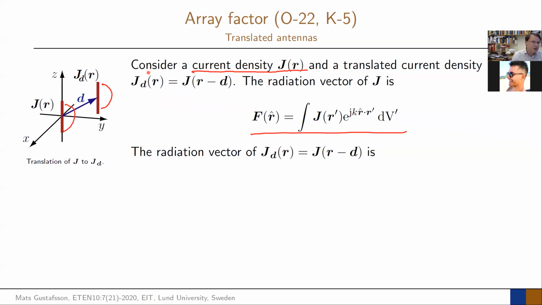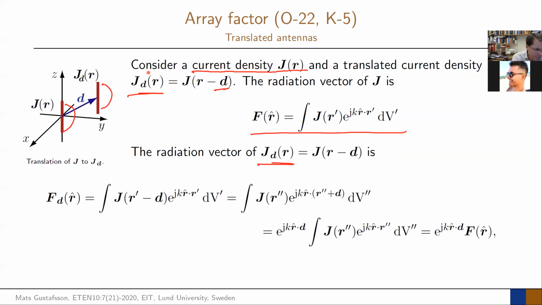Now what I'm saying is that I have the same current on this element as I have on this element. Think about the dipole. But I change the position of it. That's what I do in an array. I shift it somewhere. So what is the radiation vector from that shifted antenna element? I have a new current density, which is the old current density, but shifted in some direction, vector d. I need to determine what the radiation vector of this J_d is, because that's my new element.